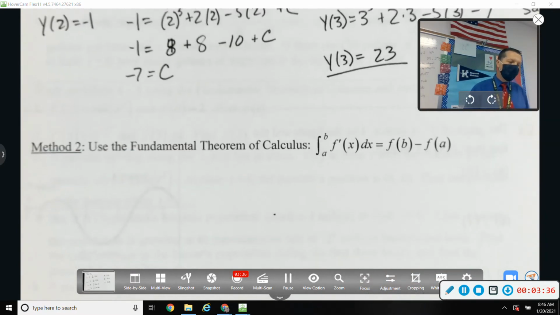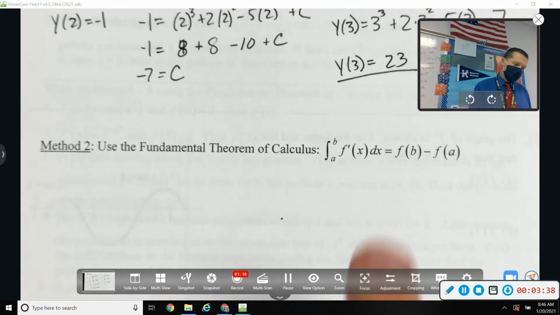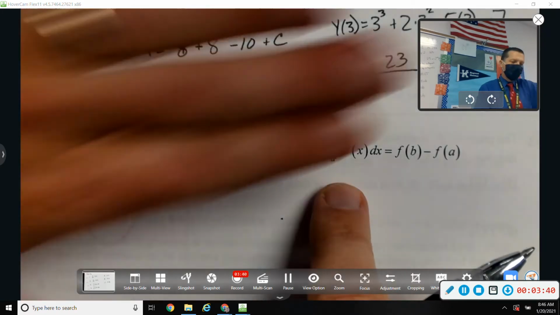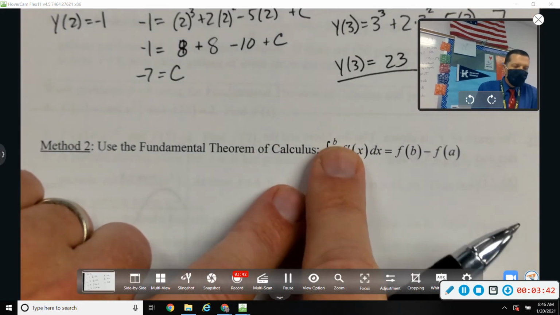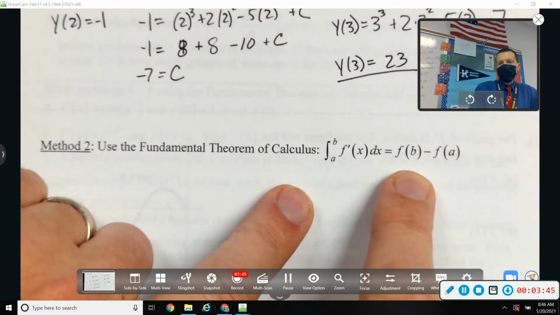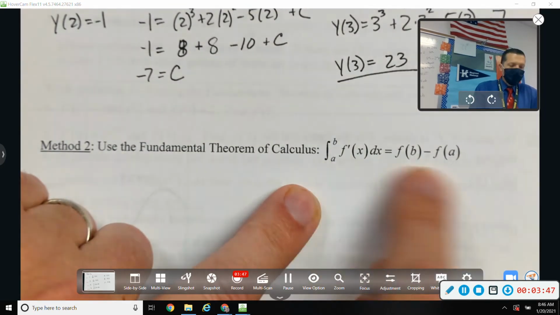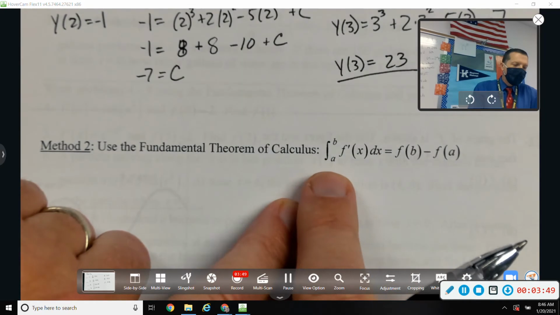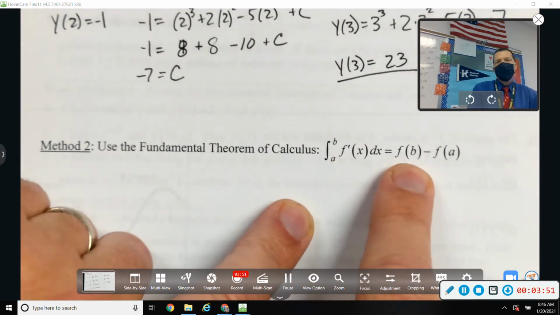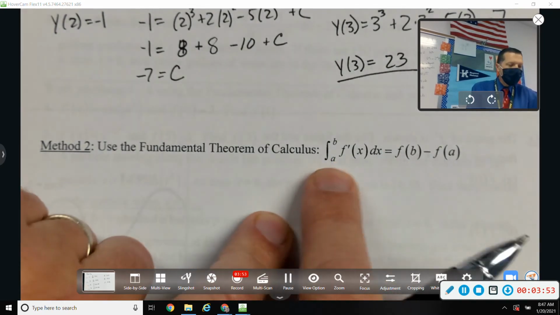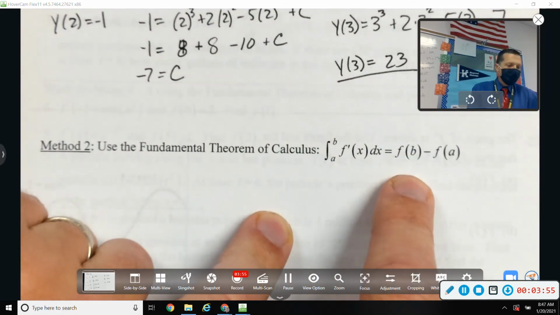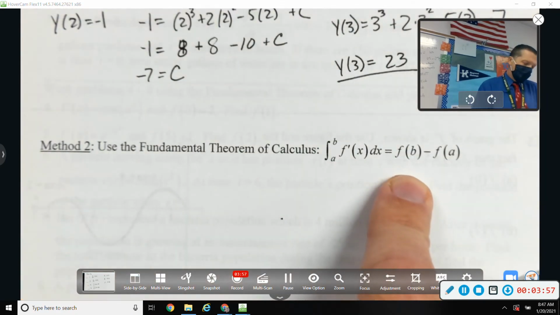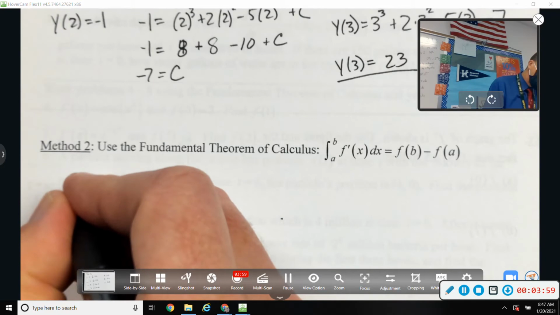Now, there's another way to go about this, so forget all that we just did. The integral from a to b of f prime equals f of b minus f of a. This is sort of one of the matching ones, right? The integral of f prime gets you right back to f. The antiderivative of the derivative gets you back to the original.